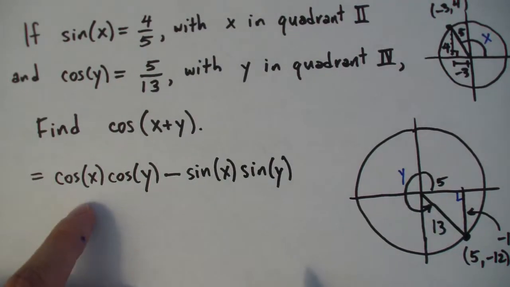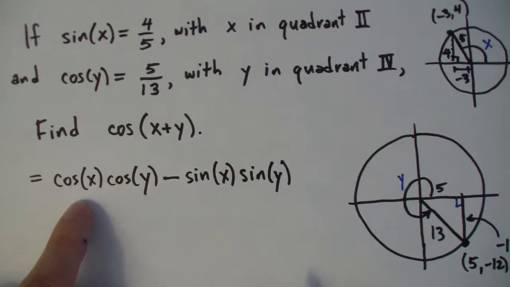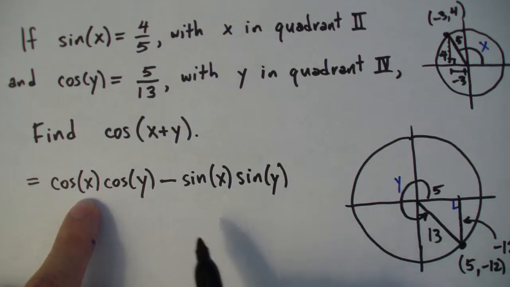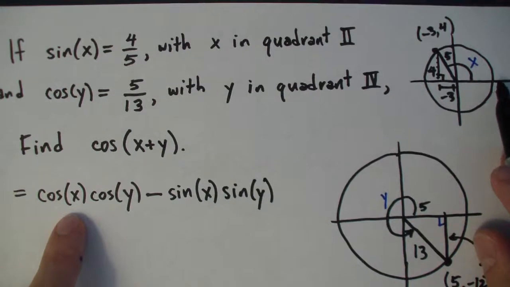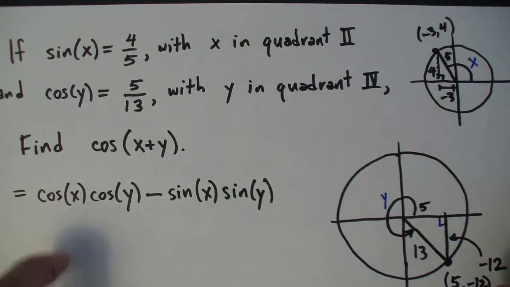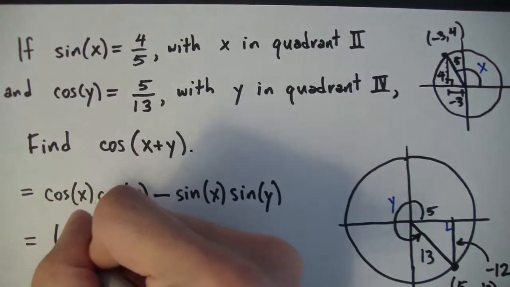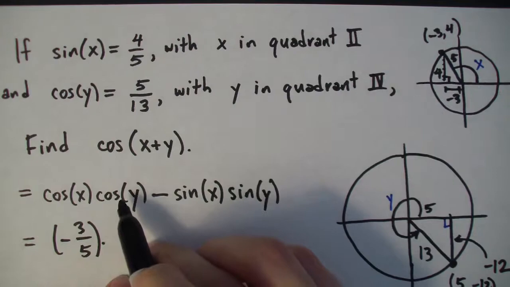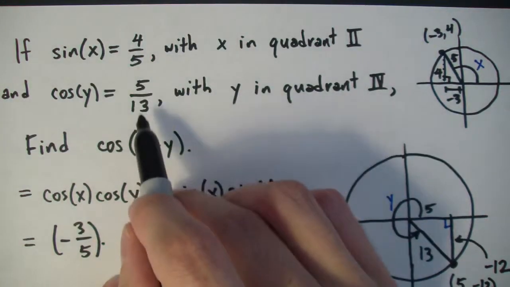And now, some of this information we were already given, but the rest of the information we can read off of our reference triangles, our drawings that we did over here. So cosine of x, we weren't told cosine of x, but if we consult our little reference triangle here, we know that the cosine of x is adjacent over hypotenuse. It's -3 over 5. So cosine of x is minus 3/5. Cosine of y, we were told it's 5/13.